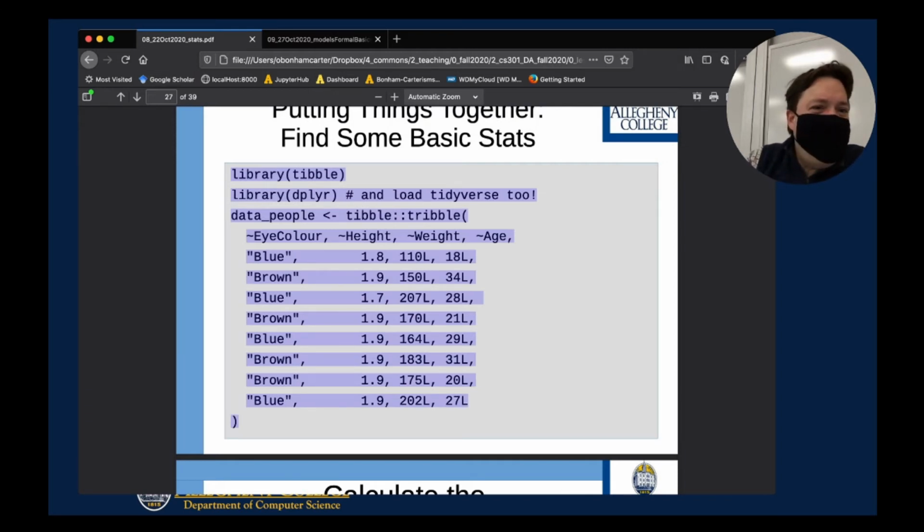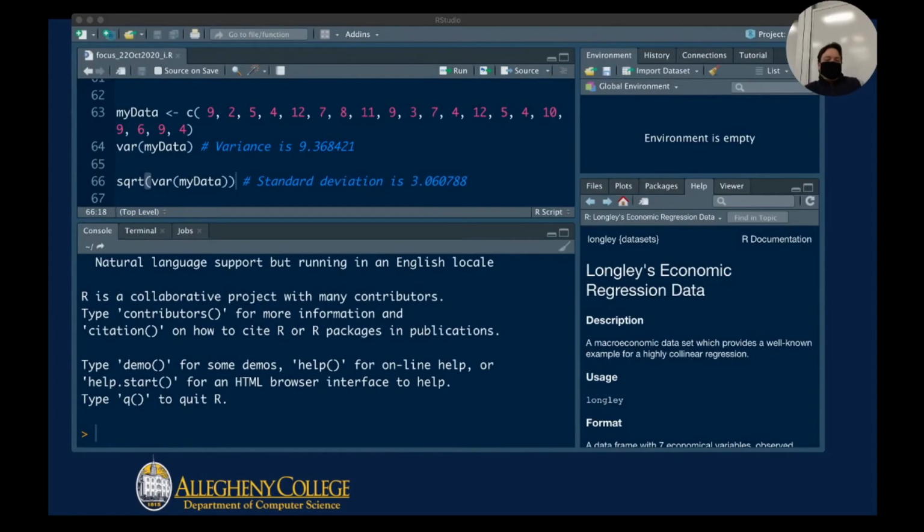So if you come with me to, where can we go? Oops, this here. Give me my thing. I'm trying to find my, there we are. Got it. Okay, I had to load my R Studio.